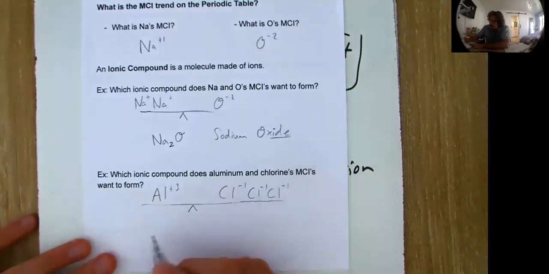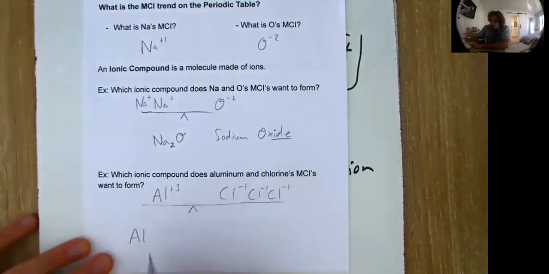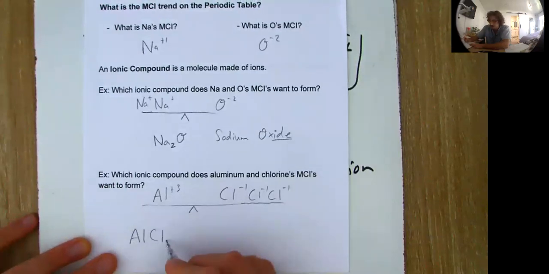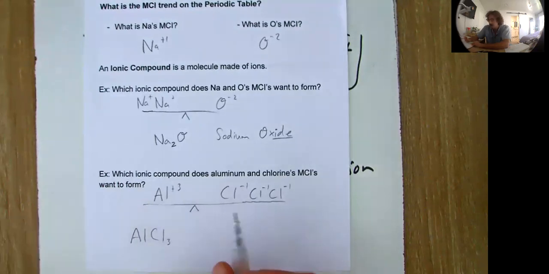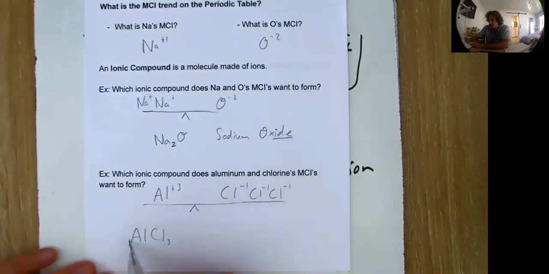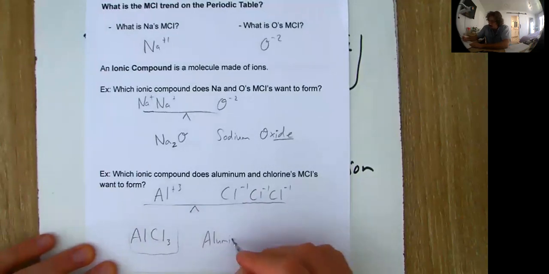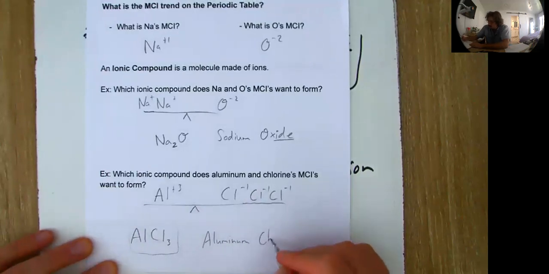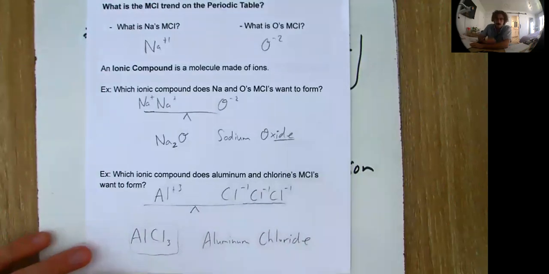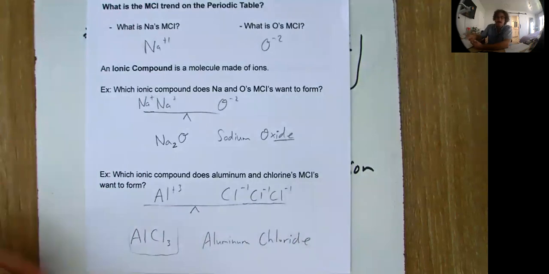So we write it like this, Al. There's only one of them, and you don't have to put a little 1 right here because you already wrote the Al. Then you put Cl, but then you have to put a little 3, and that's the name of the game. That's how you write the ionic formula for aluminum chloride. Okay, aluminum chloride.